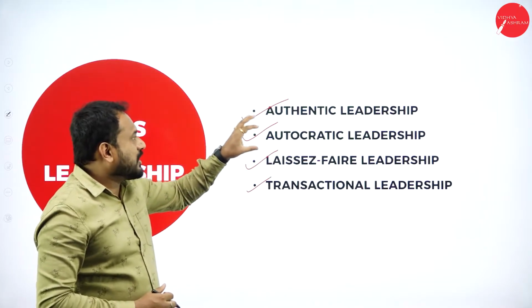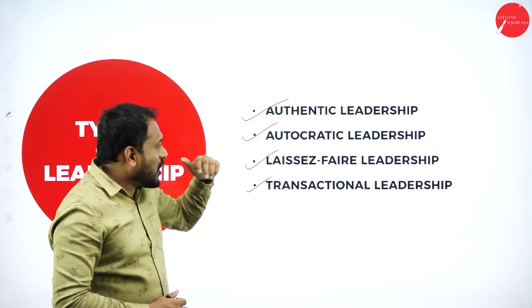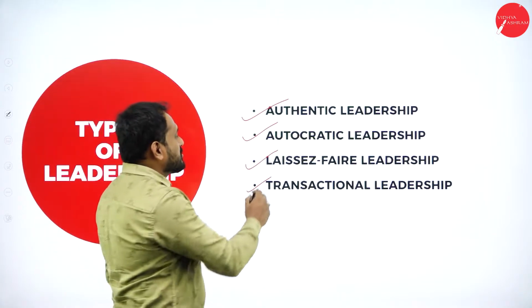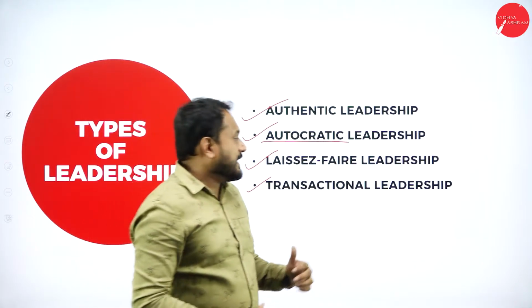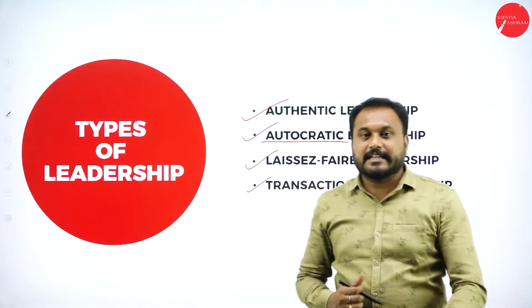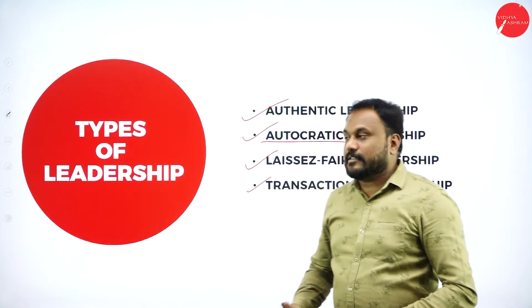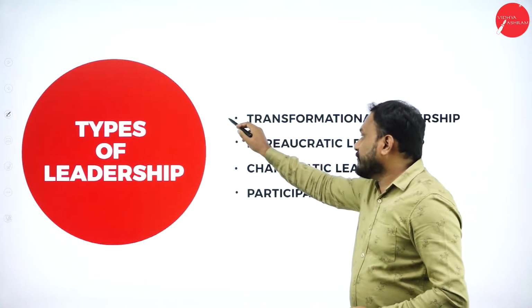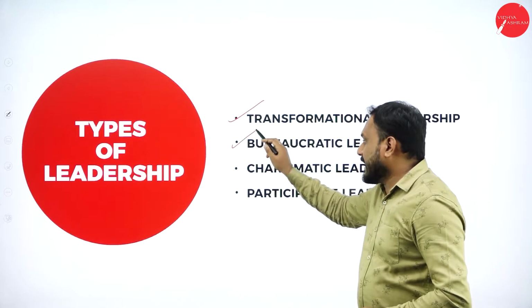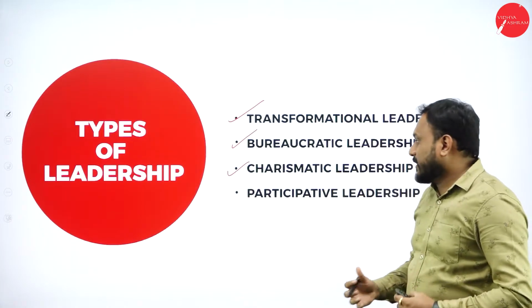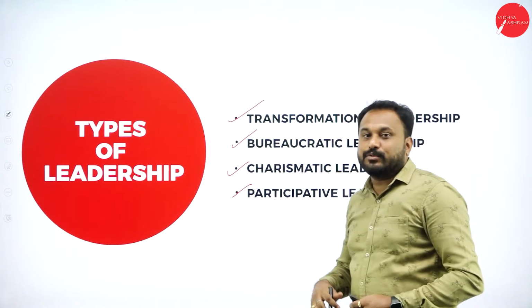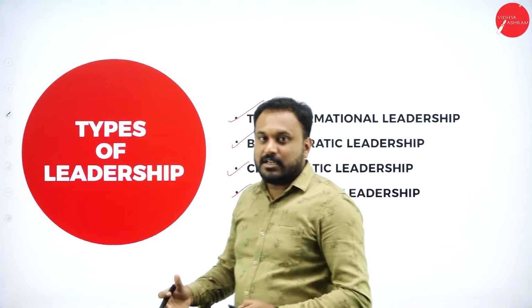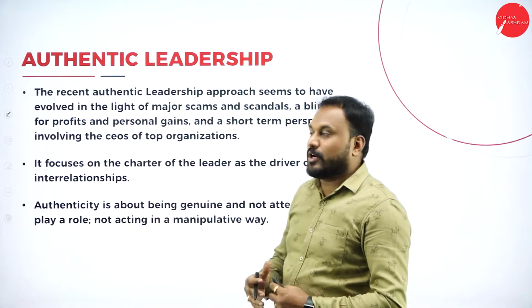Now, the first one is authentic. The second is autocratic. Now, autocratic is also called dictatorship. Then laissez-faire leadership, and then we have transactional leadership. More to it, we have transformational, bureaucratic, charismatic, and participative leadership. So totally I have given you 8 leadership styles. So we'll go one by one, we'll check what exactly they are.